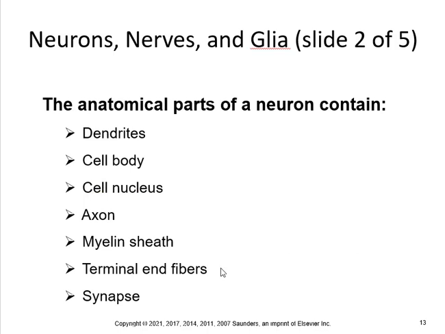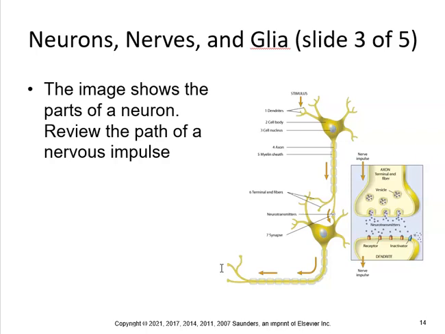Anatomical parts of a neuron contain dendrites, cell body, cell nucleus, the axon, myelin sheath, terminal end fibers, and the synapse. So if you look right here, the image shows the parts of the neuron. Here's the dendrites. You get the stimulus at the dendrites. Here's the cell body, cell nucleus. Here's where the nerve impulse will come. And neurotransmitters translate from one to another. So here's the neurotransmitter, here's the receptor.